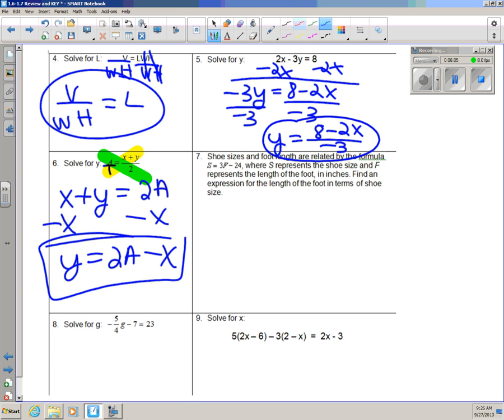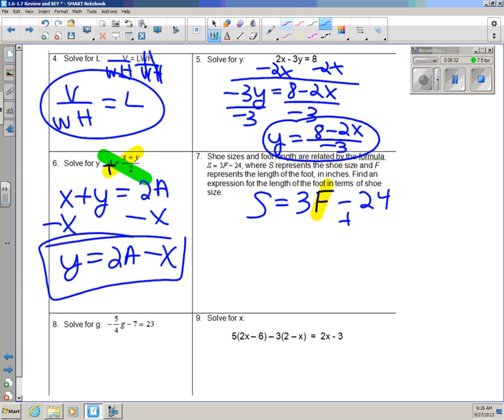Shoe sizes, number 7, and foot length are related by the formula S equals 3F plus 24. S represents the shoe size. F is the length of the foot in inches. Find an expression for the length of the foot in terms of the shoe size. So if I want to find the length of the foot, I need to solve for F. Well, that's not a big deal.